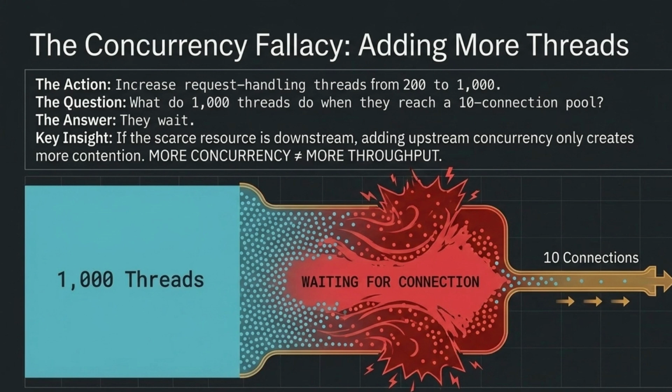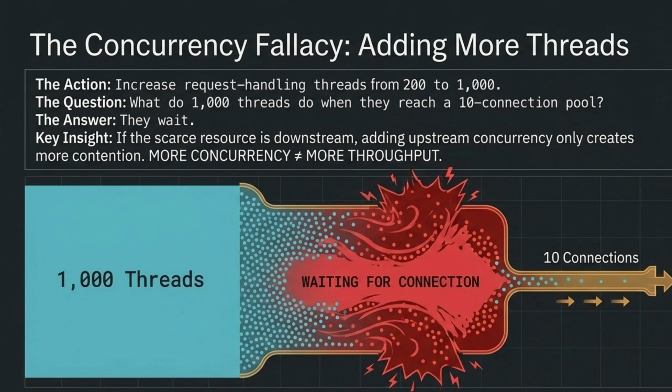And worse, they add immense overhead. Each of those 1,000 threads requires memory allocated on the JVM heap. Which eats up RAM. Yes. And having 1,000 idle threads sitting around increases the burden on the garbage collector. You are actively degrading the application's performance just to have more things waiting. Just paying for a longer line. Right. Which brings us to a fundamental rule that every developer needs to internalize. More concurrency does not equal more throughput. So if the scarce resource is downstream, like our database, adding more upstream concurrency just creates a wider traffic jam. You get more contention, more memory overhead, and more waiting.